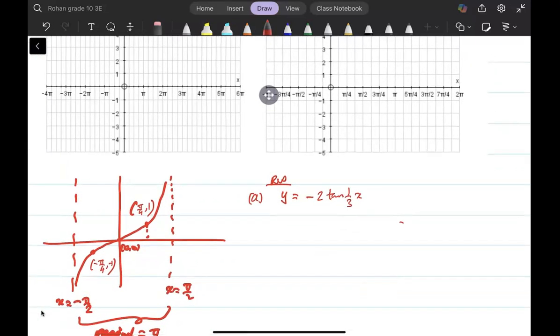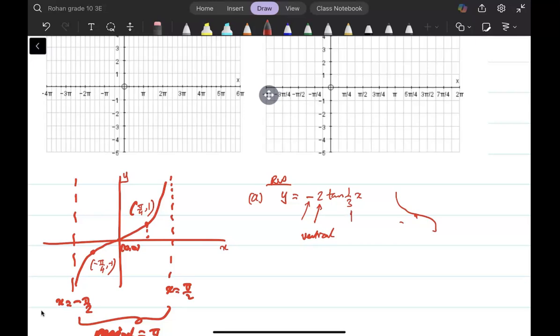Now what is happening with this minus sign? It's reflecting in the y-axis, so your graph is flipped like this. What is this 2? Vertical stretch.